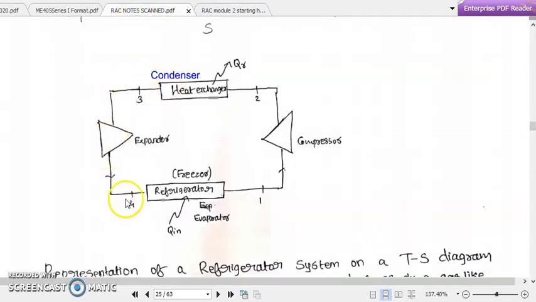So 3-to-4 is our expansion process. Okay, so let us continue later.